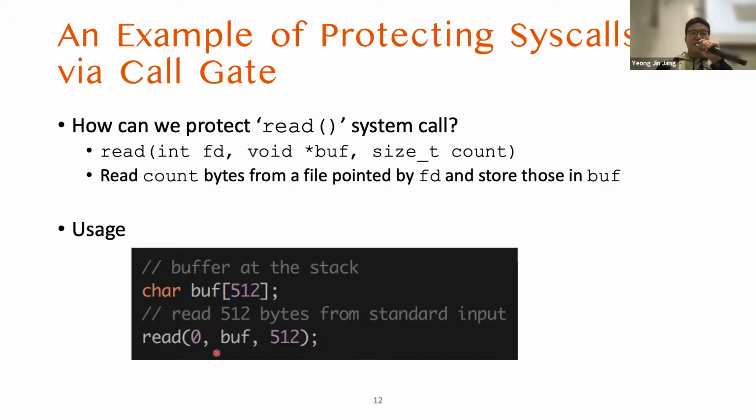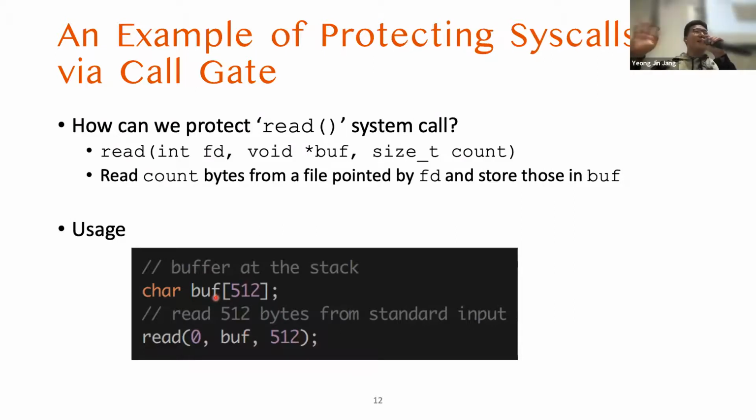So for example, if we set the buffer size as 512 bytes and then run read on 0, file descriptor 0 means that we are reading from the standard input, which is the console. So it will get the keyboard typing of the user, up to 512 bytes. After running this, it will put the data in the buffer.